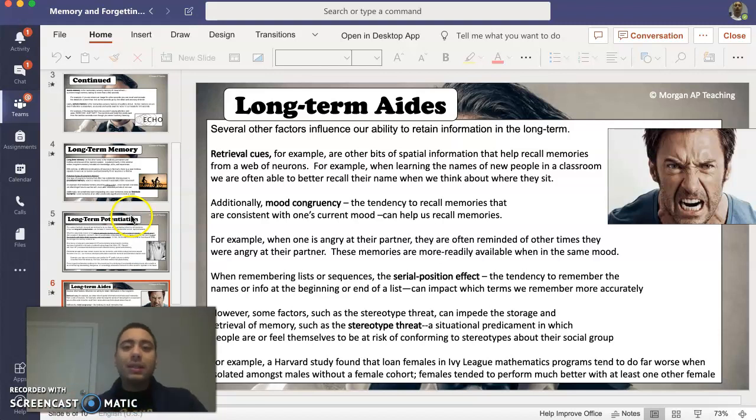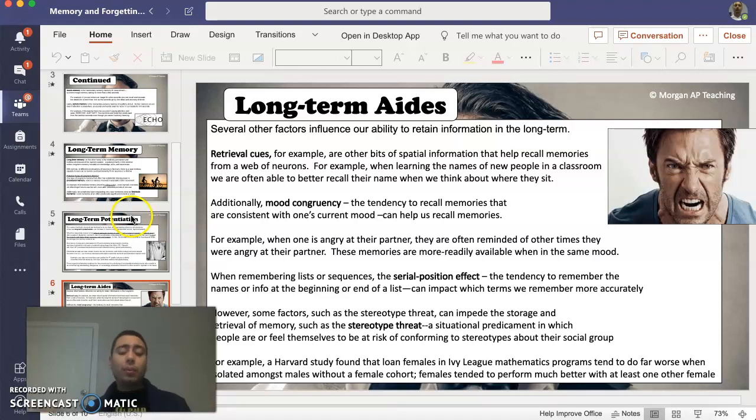Mood congruency is the tendency to recall memories that are consistent with one's current mood. So typically, whenever you're mad or whenever you're happy, you tend to actually remember memories like those more because that's the mood that you have. So mood congruency allows you to remember memories based on the mood that you're currently at, that you have had in the past or have experienced in the past.